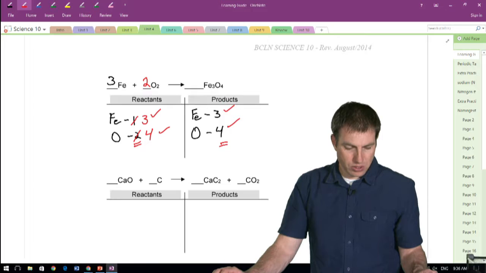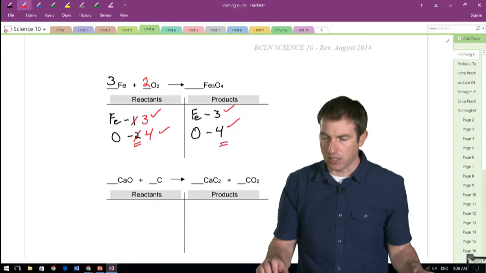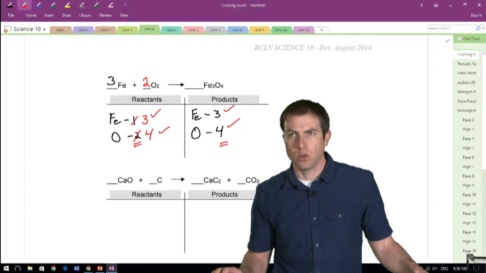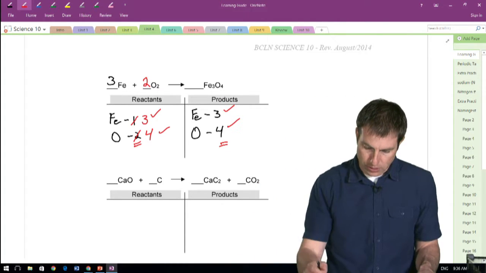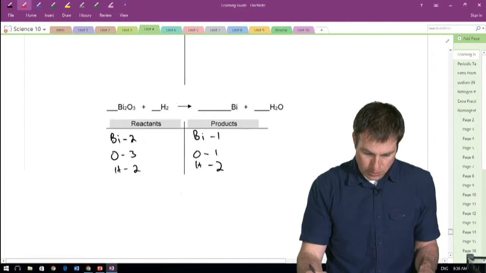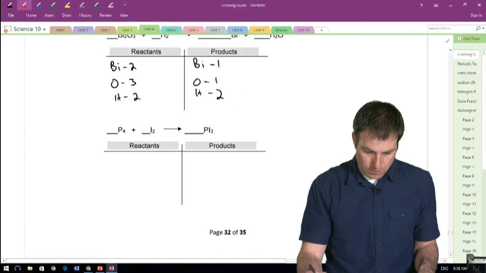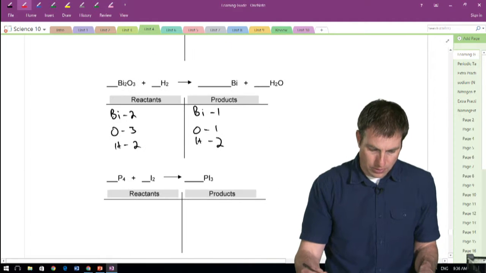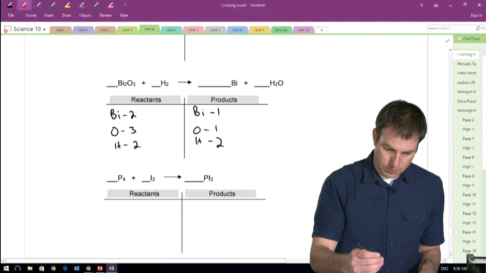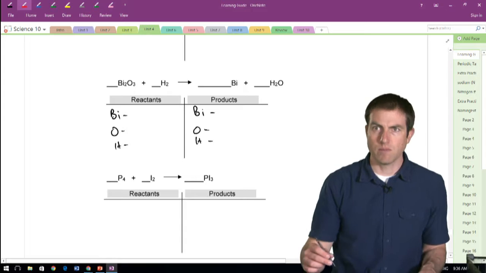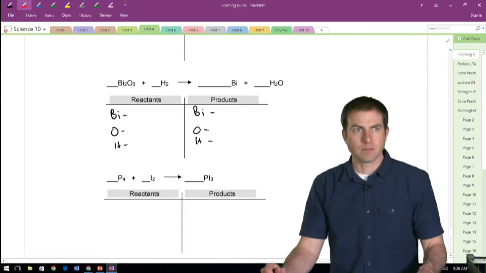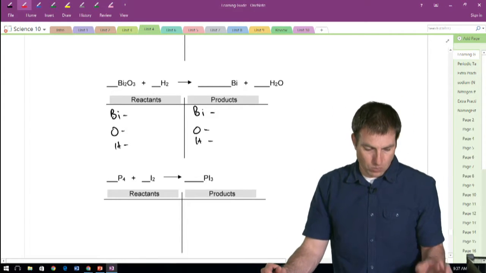The 3 on that page, like the third question, or the 3 in the one we just balanced? Third question. So there's the first, second. This one, with the bismuth and the oxygen and the hydrogen. Okay, let's do this one as well.